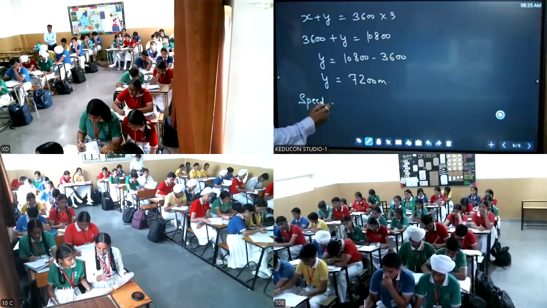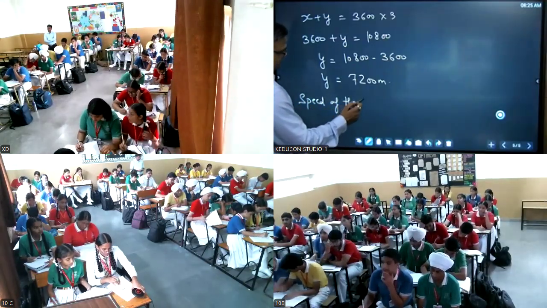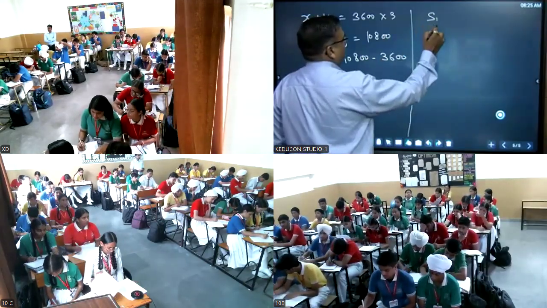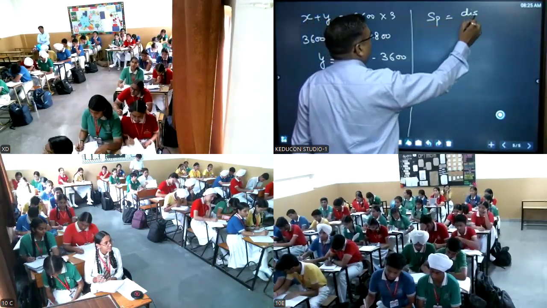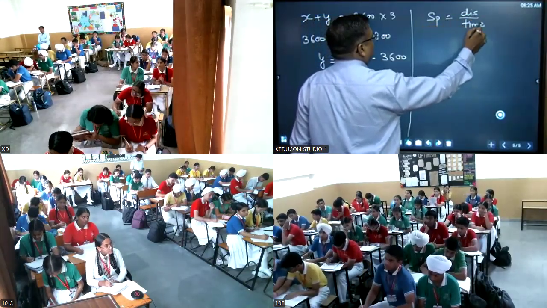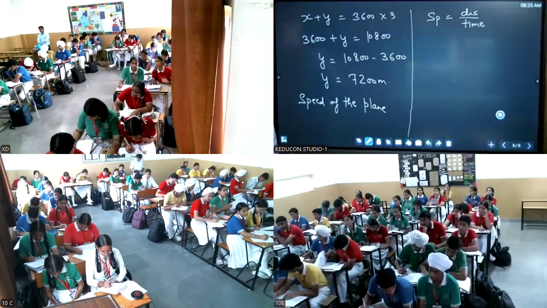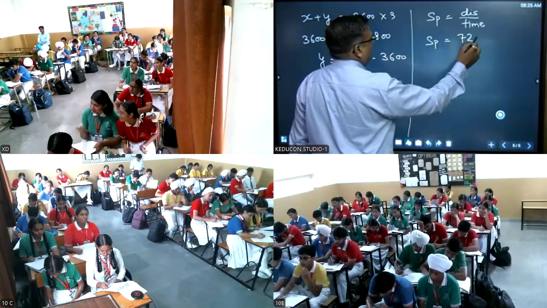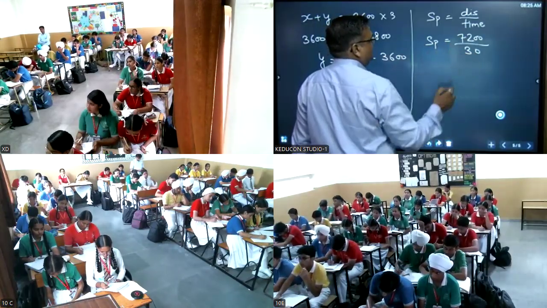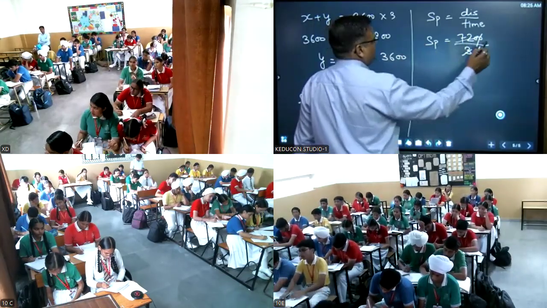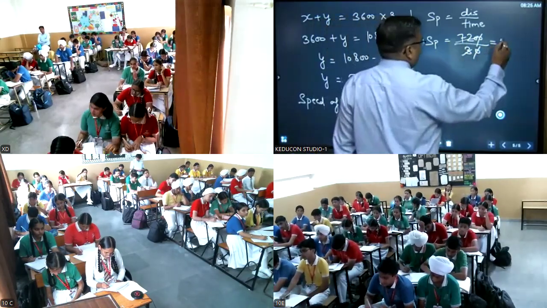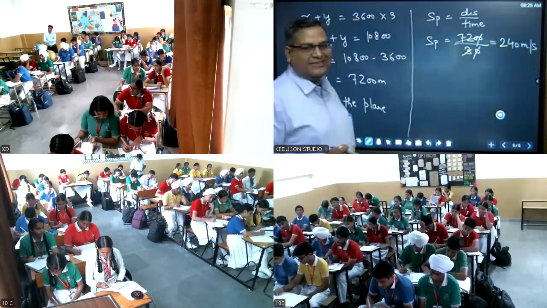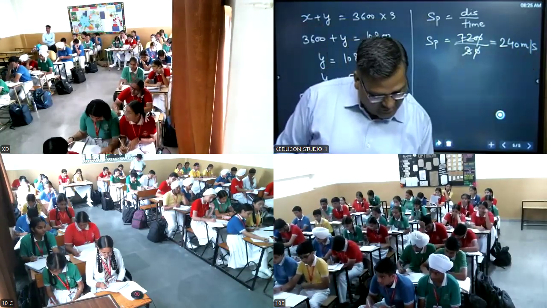Speed of the plane. For speed we will apply the formula: speed is equal to distance upon time. What is the distance the plane has covered? 7,200 meters. And what is the time? 30 seconds. So this comes out to be 240 meters per second. Is this clear? So see what is the answer.